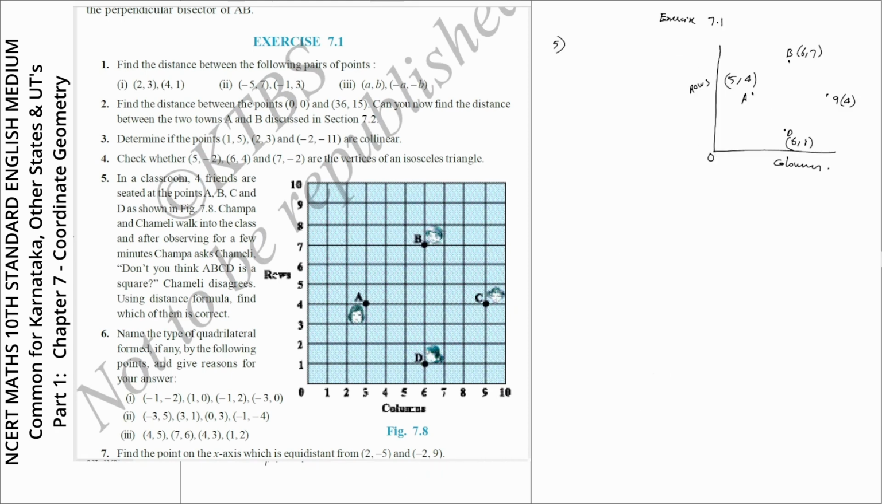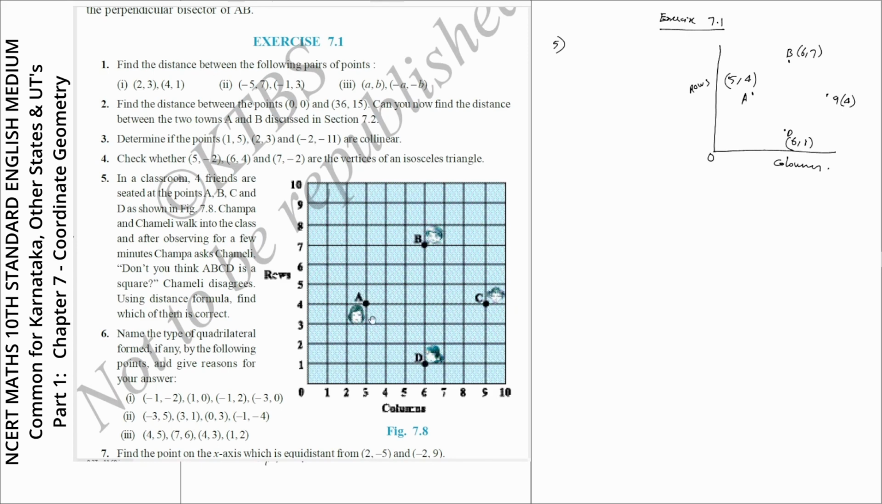Exercise 7.1, question number 5. The given question is, in a classroom, 4 friends are seated at points A, B, C and D as shown in figure 7.8. Champa and Chameli walk into the class, and after observing for a few minutes, Champa asks Chameli, do you think ABCD is a square? Chameli disagrees. Using distance formula, which of them is correct?